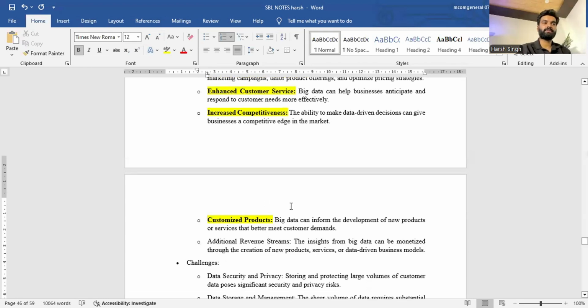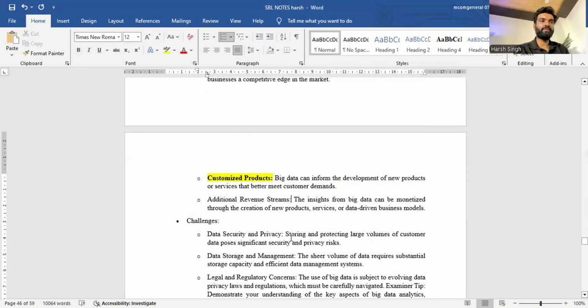Additional revenue streams. Now you have a lot of data. You can use this data, and you can actually sell this data as well. This is what Zomato is actually doing. See, Zomato has a lot of data from a particular place, like what the maximum order is that we are selling. Now they help a number of hotel sectors.